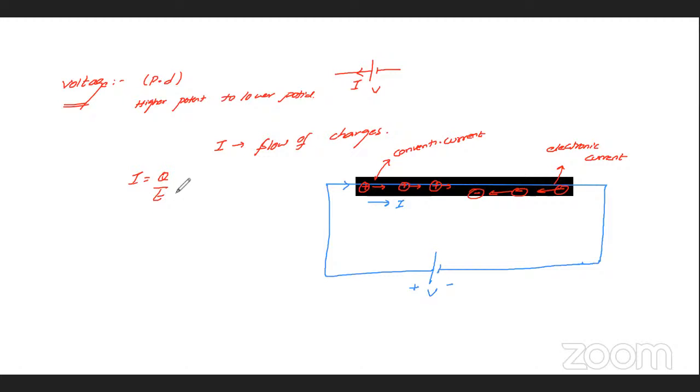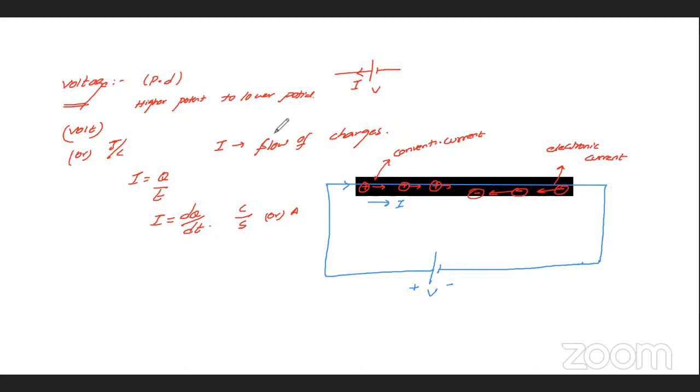When we are discussing the smallest changes, I is equal to dq by dt. You already know. The unit of current is ampere, the unit of charge is coulomb, and the unit of time is second. So we can say ampere is coulomb per second, and the unit of voltage is volt, or joule per coulomb. Remember these relations. So conventional current is positive charges in the same direction as the current. Negative charges go in the opposite direction to the current; that current we call the electronic current.